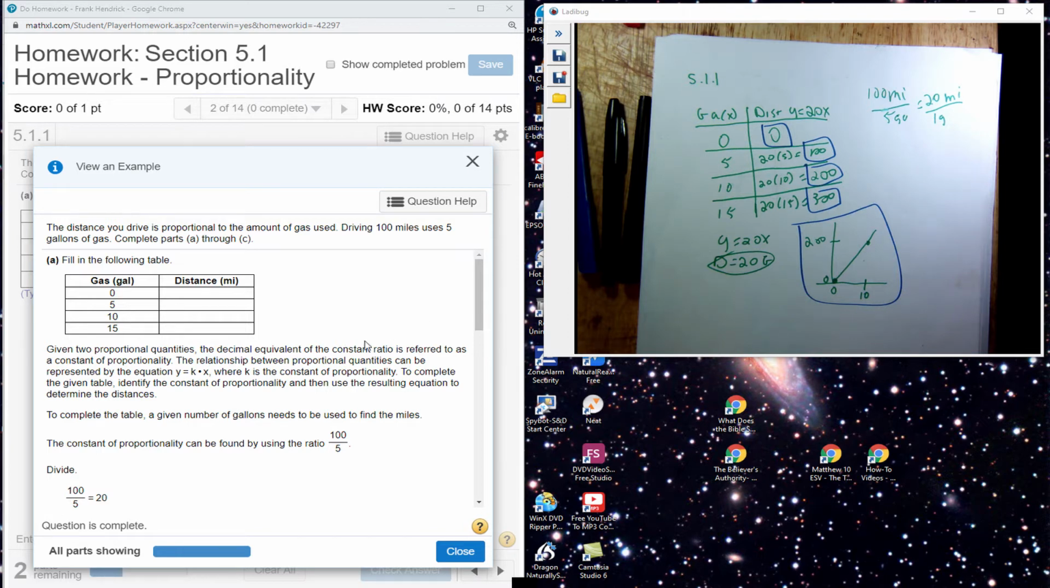So, in this case here, fill in the following table. We need to find out the given number of gallons needs to be used to find the miles. So the constant of proportionality here, the K, or the slope, needs to be found. We find that to be 20 miles. That's the same thing as the slope.